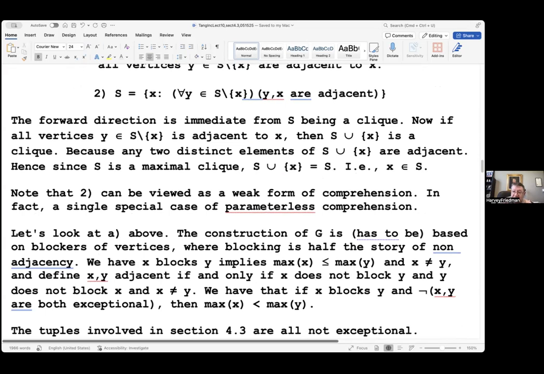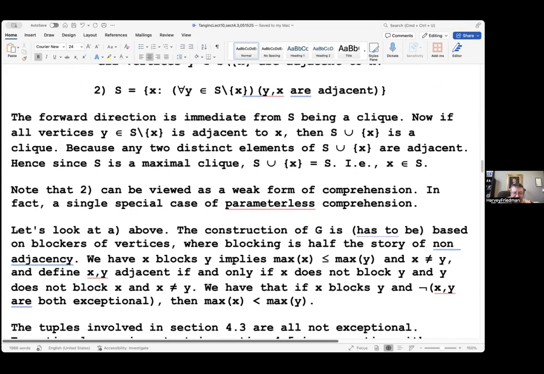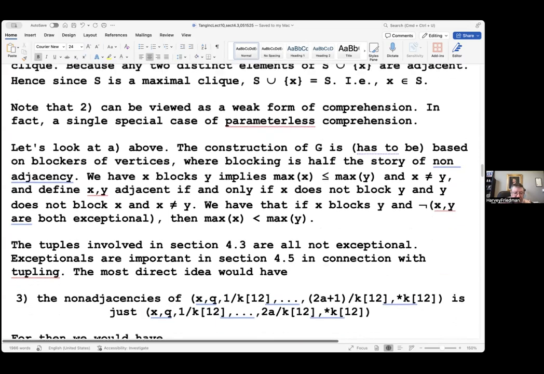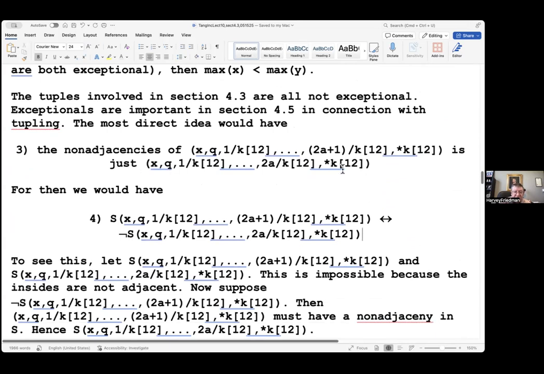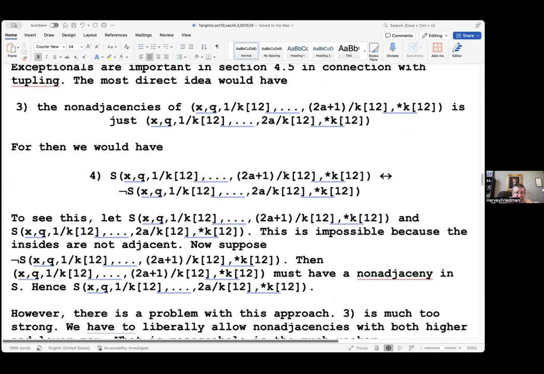So we write down things in this section. We write down things we want to be true, and then we say that G was defined, so it is true. And then we have to prove in a bookkeeping section that all this is legal. All right. So the non-adjacencies of this is just this. For then we would have this. This is a boring, trivial proof that you get this if you have this, if the non-adjacencies. But you have to control all the non-adjacencies. So in other words, 3 immediately implies 4 with a trivial argument that looks terrifying but isn't. Okay.